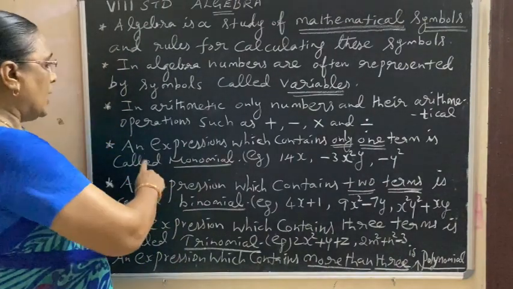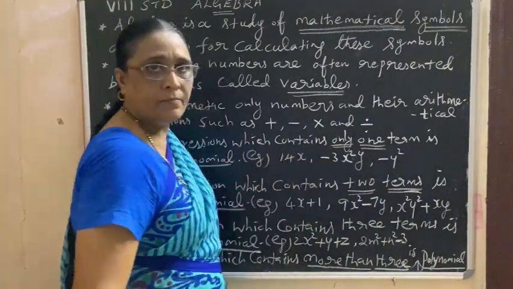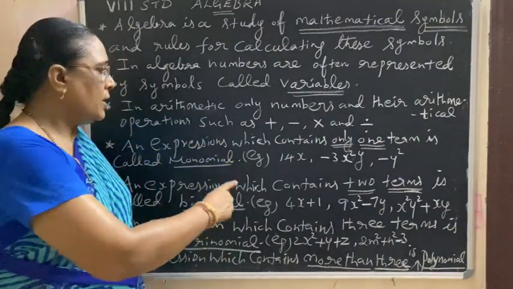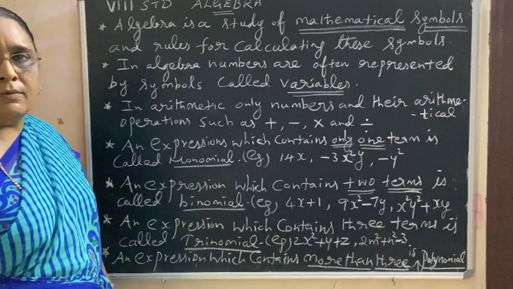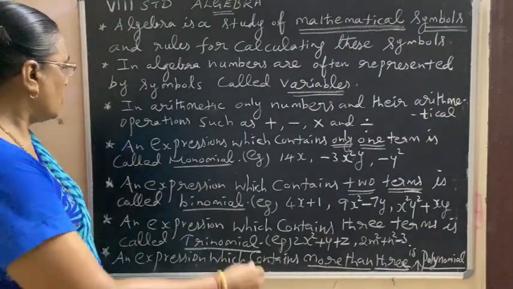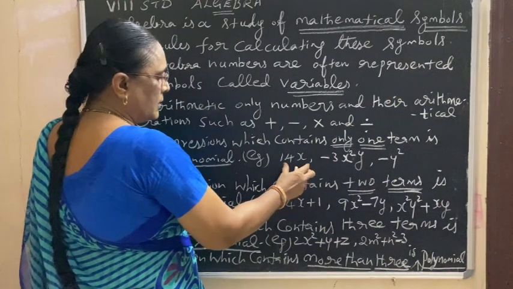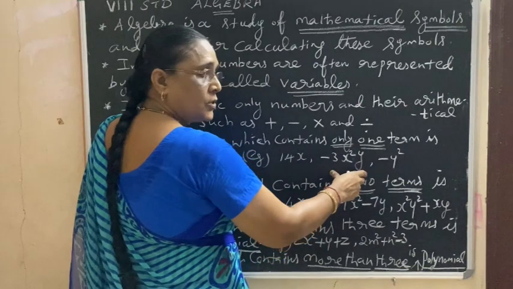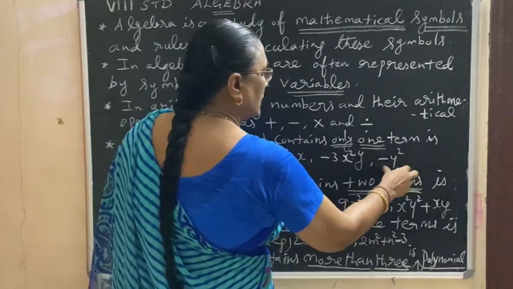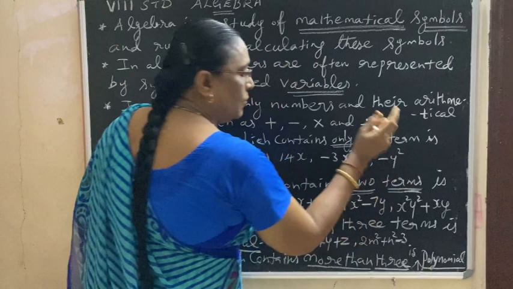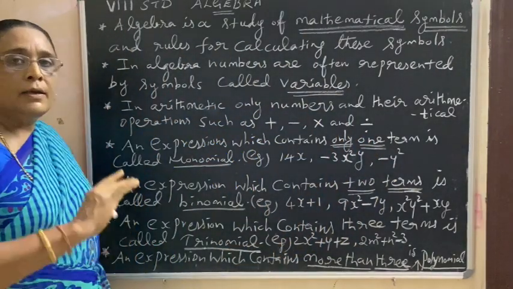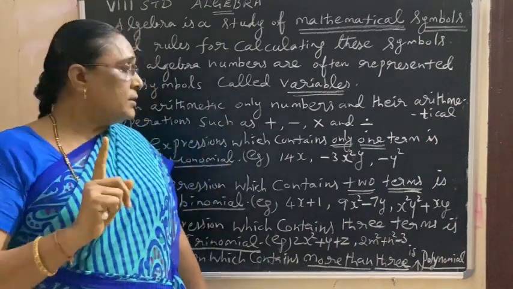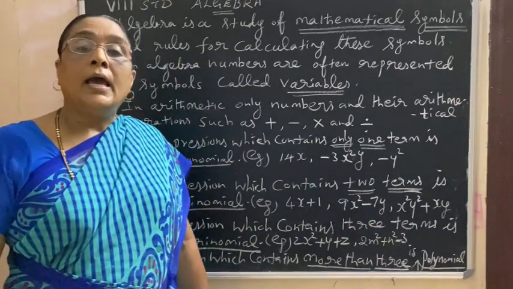Okay, these are the types of expression. An expression which contains only one term is called a monomial. This is one expression, we take that as one term. This is a monomial. This is another term, this is also one term, another monomial, and this is another term. This is also called a monomial. So what is a monomial? The expression which contains only one term is called a monomial.